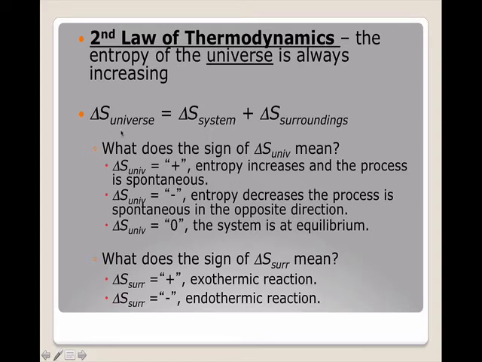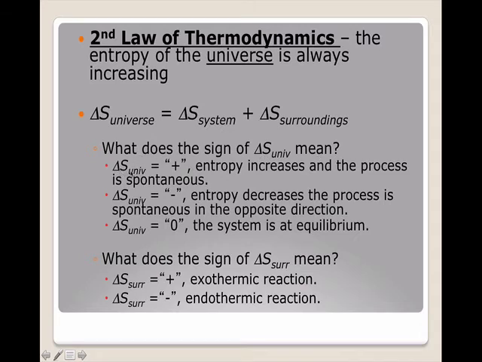So when you see delta S of the universe, we're not talking about the universe as a whole. We're really talking about the system that we're looking at and the surroundings that are around it. So we're more in the micro universe. We're talking about little universes, not the big one. And what this question says is, what does the sign of the entropy of the universe mean?